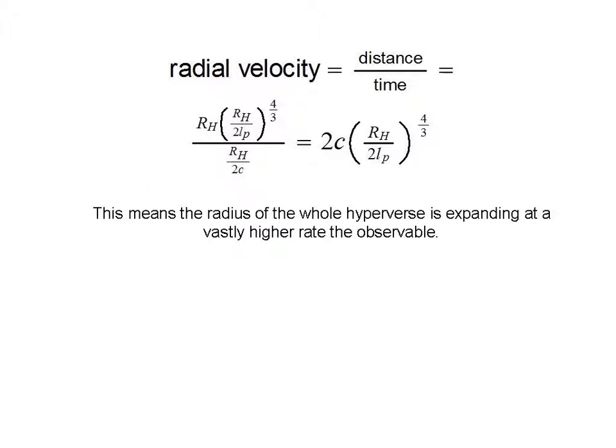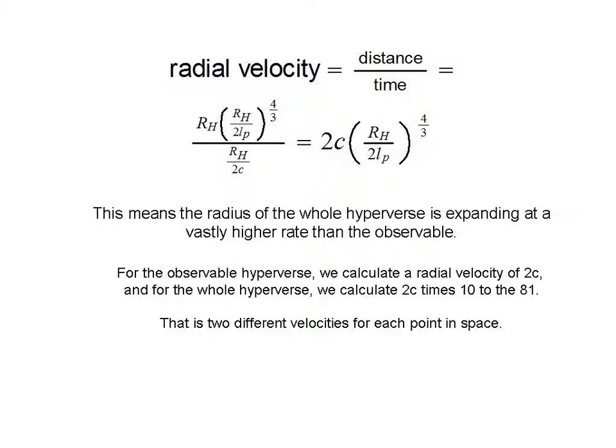Now we can calculate the radial velocity of the whole hyperverse by dividing the radius of the whole hyperverse, which is the distance, divided by the time. And we have this value here for the radius of the whole. We have the same age as the observable universe. And we find that the whole is expanding not by 2c, but by 2c times this factor. That means that the radius of the whole hyperverse is expanding at a vastly higher rate than the observable.